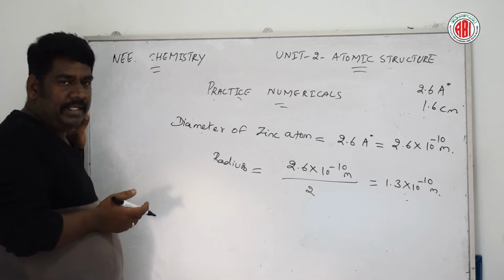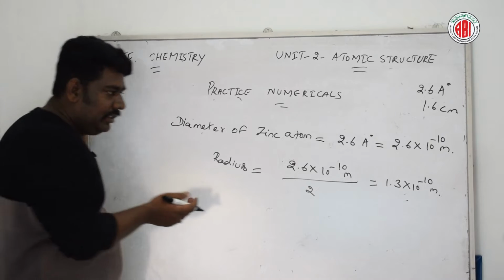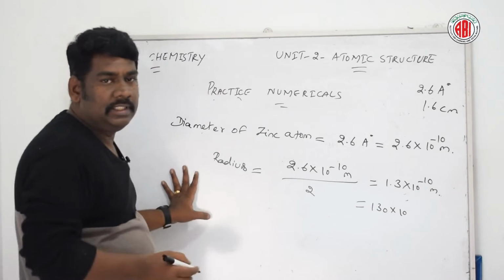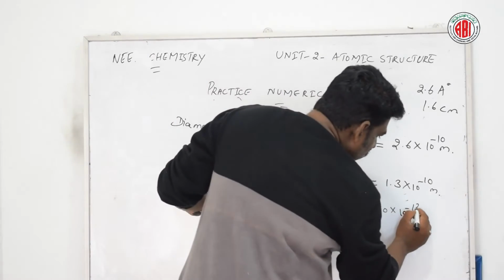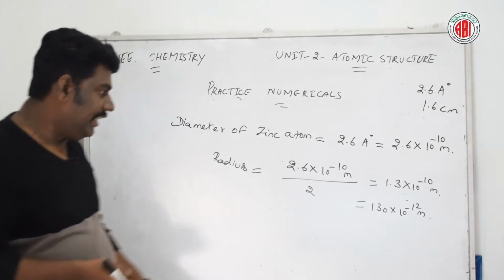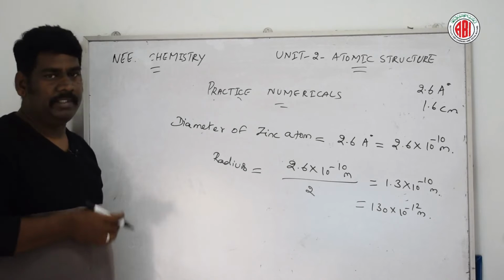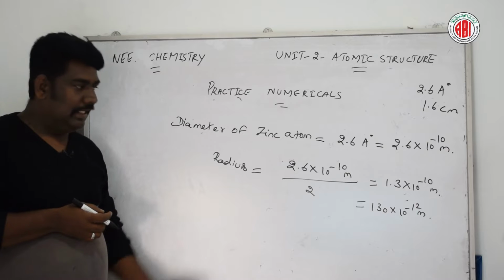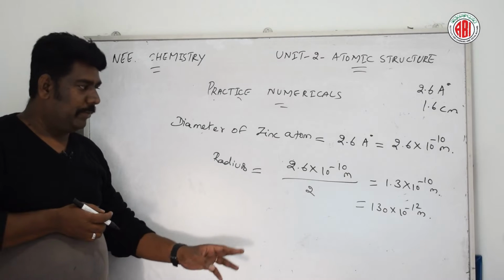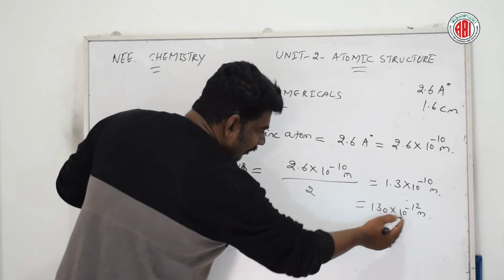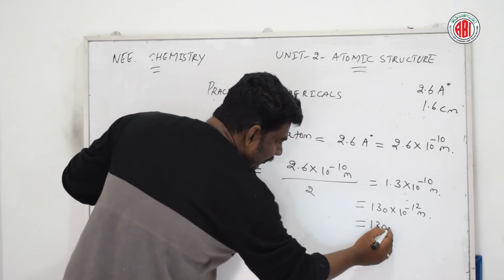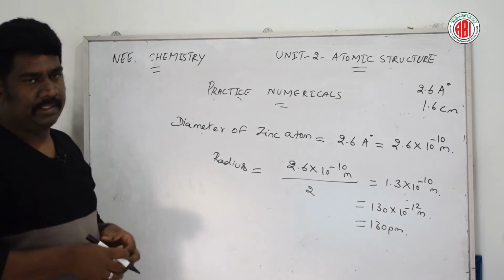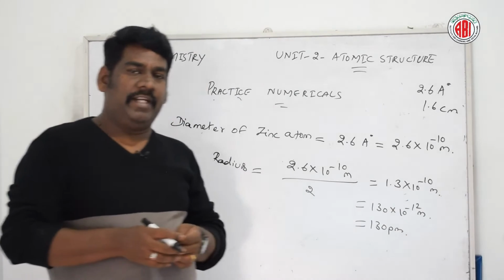And this could be written even as 130 into 10 to the power of minus 12 meter. Yes, just converting its decimal value to a whole number. So 130 into 10 to the power of minus 12 meter, that could be considered picometer as well. It is given in meter, converted into picometer, that is 130 picometer. 10 to the power of minus 12 is nothing but picometer.